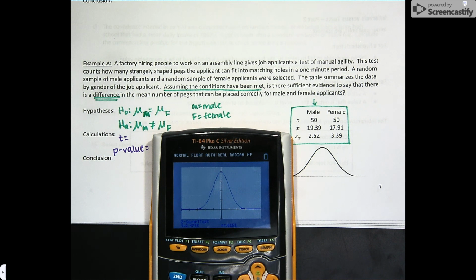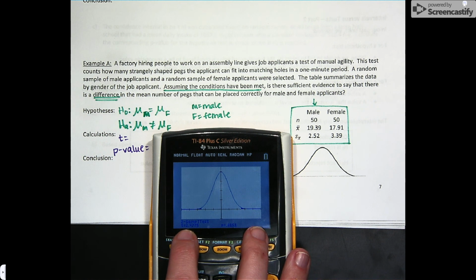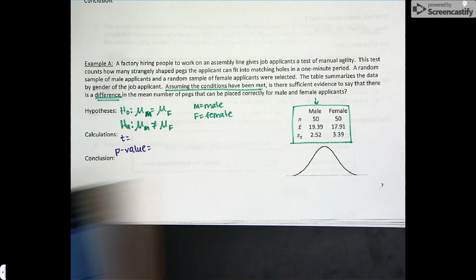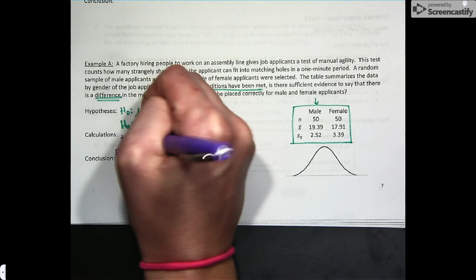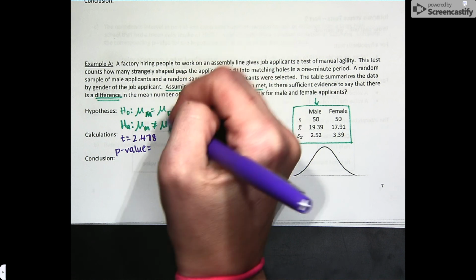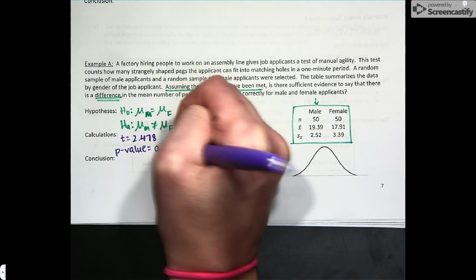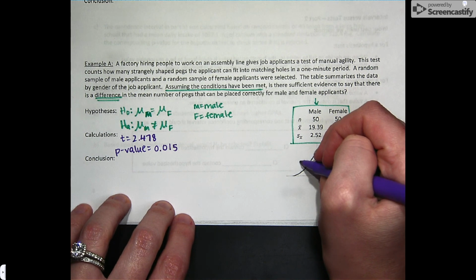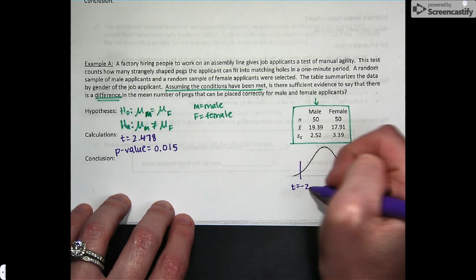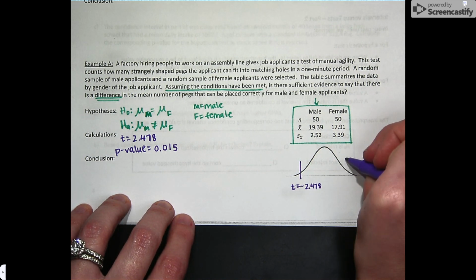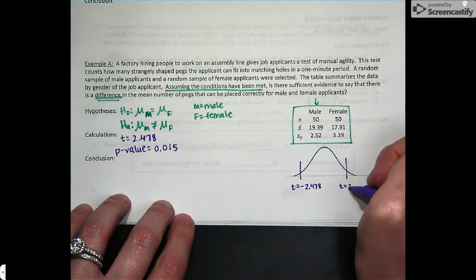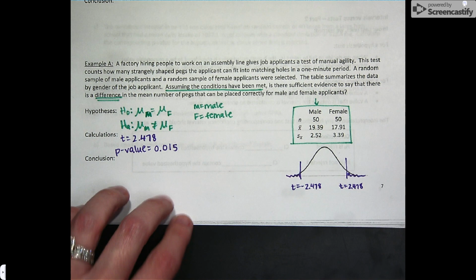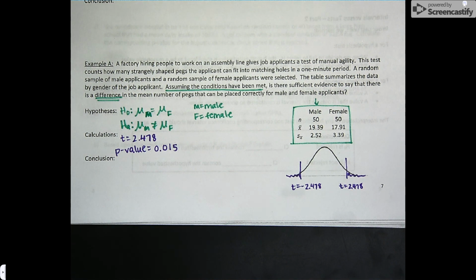So let's see. I get a t-test statistic of 2.478 and a p-value of 0.015. So if I go to a t-score of both negative 2.478 and of positive 2.478, I would shade into both tails. Or not equal to, you shade into both tails.